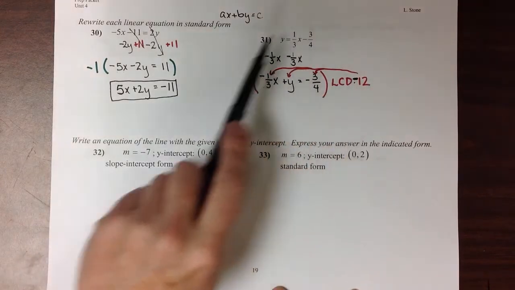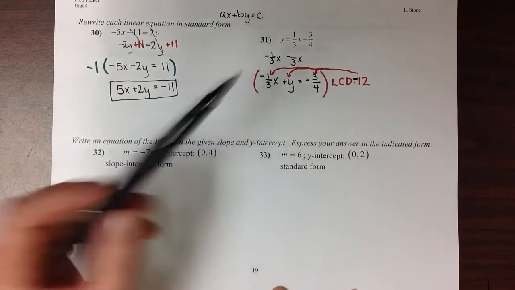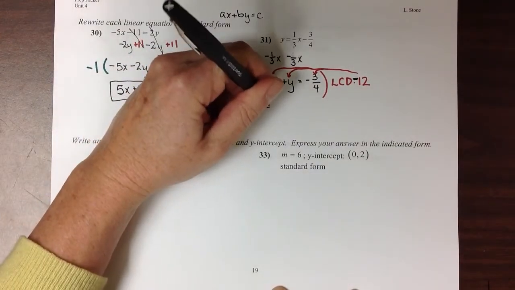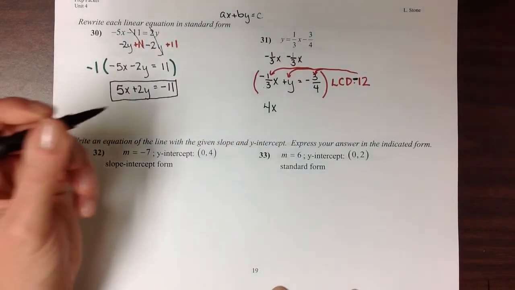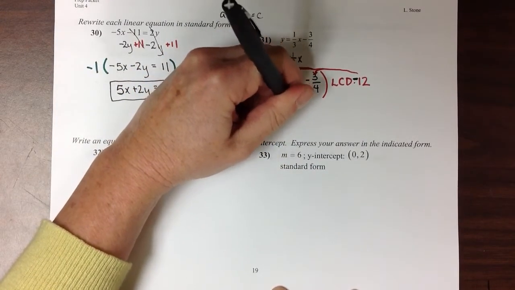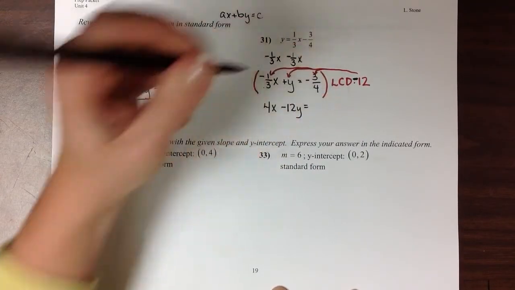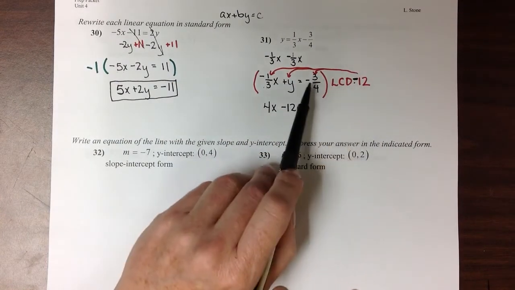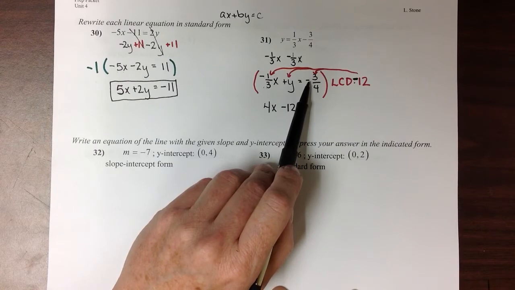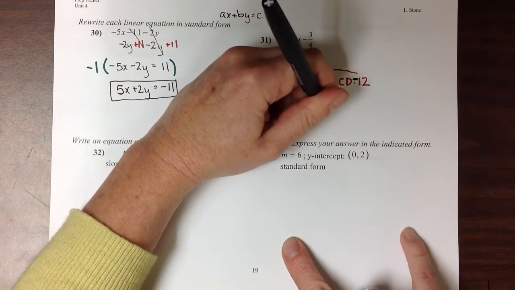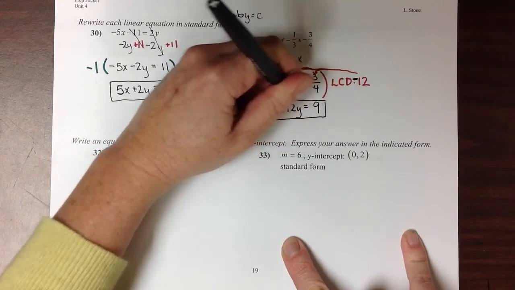So carrying that 12 through, negative 12 times negative 1/3 gives me a positive 12/3, which reduces to 4. Multiplying my y by negative 12, I get negative 12y. And multiplying the negative 3/4 by negative 12, I get a positive 36/4, which reduces to 9.